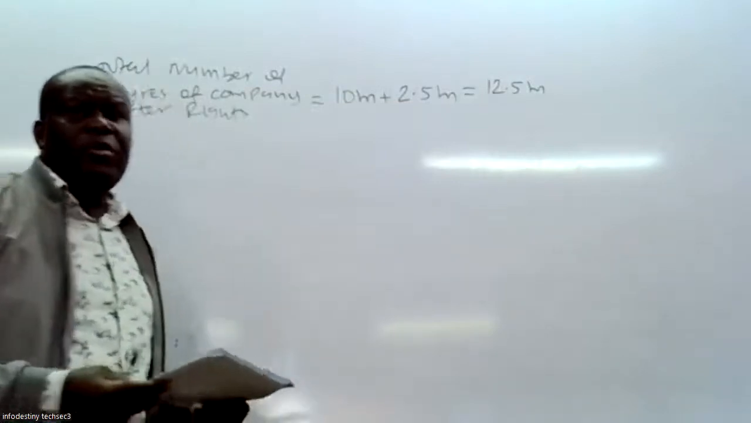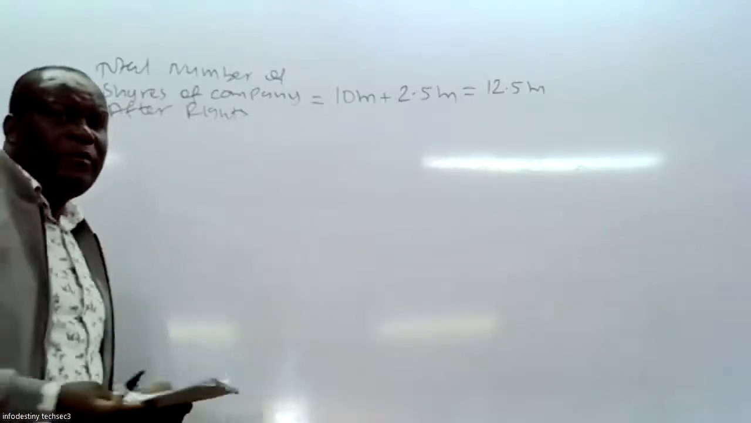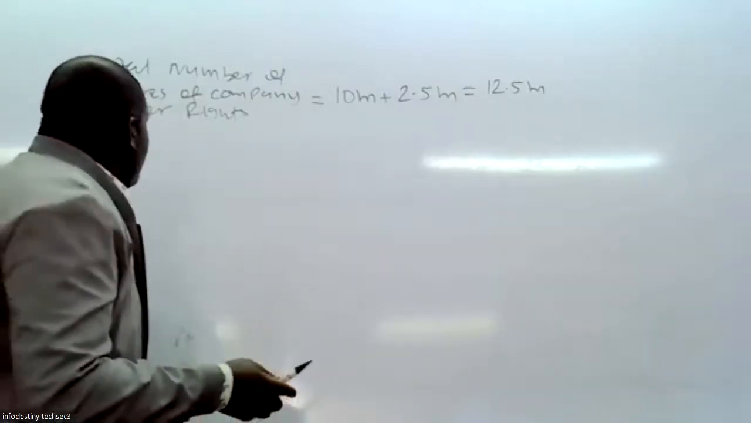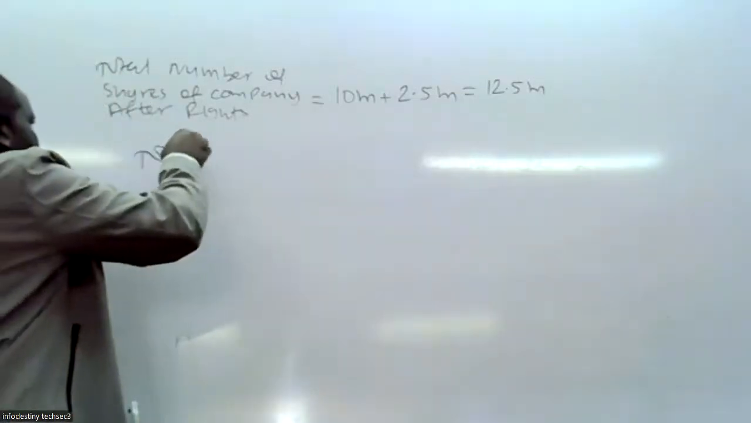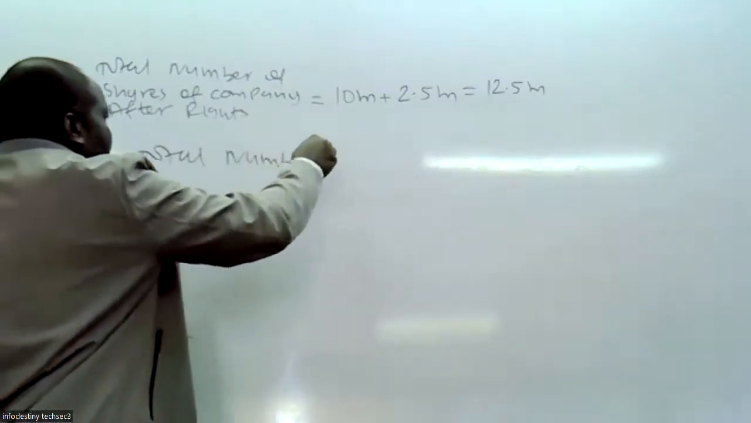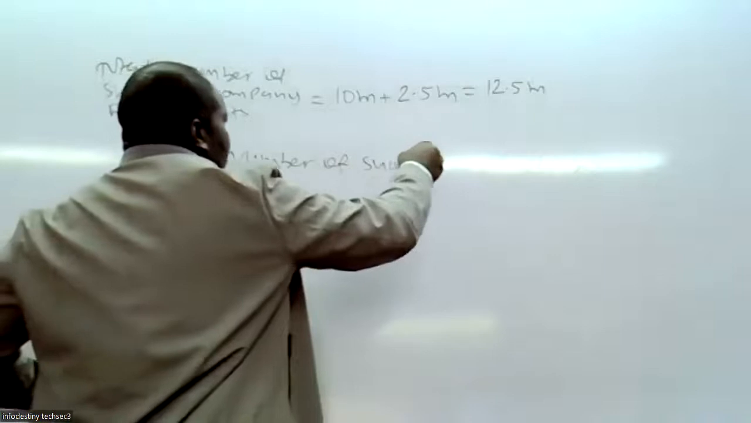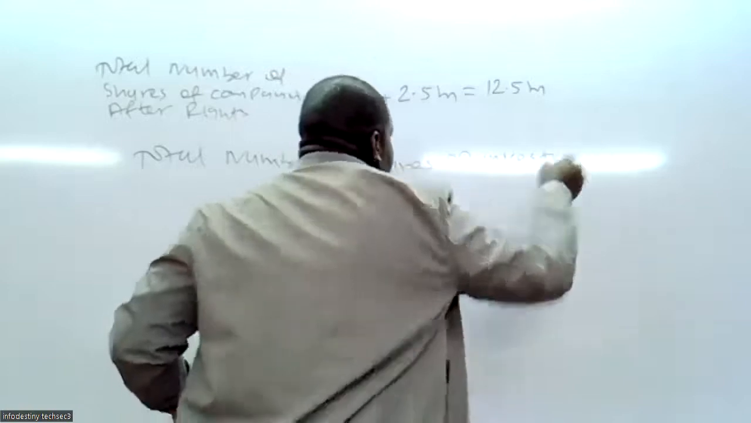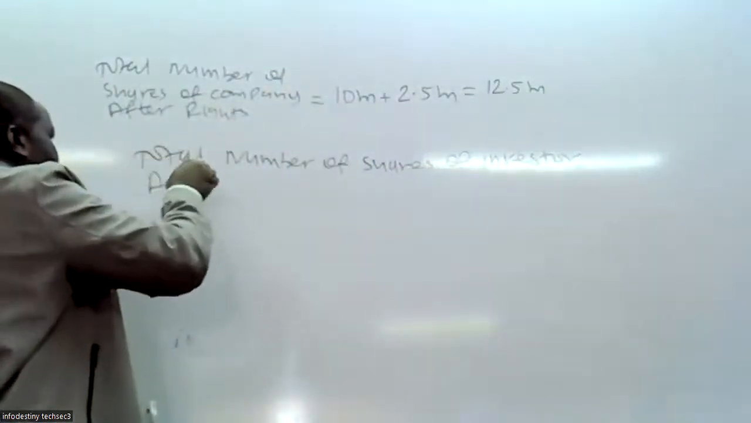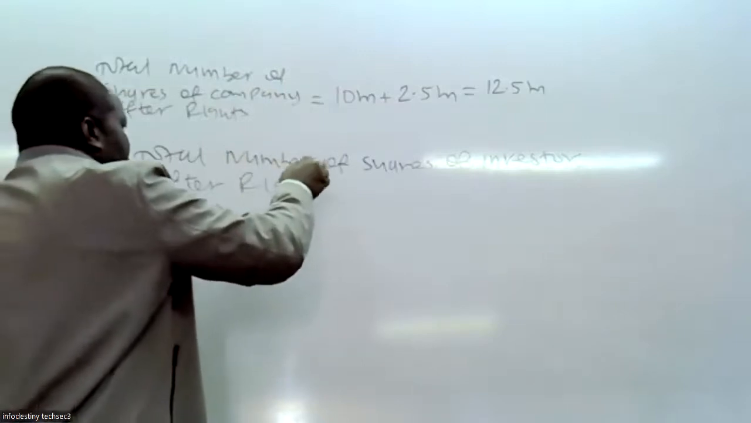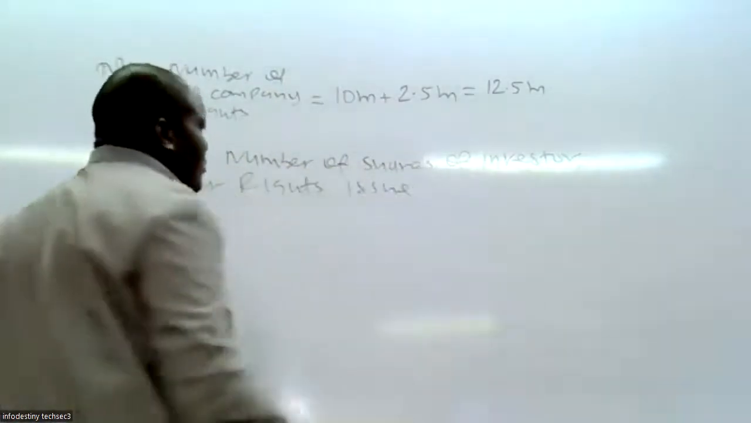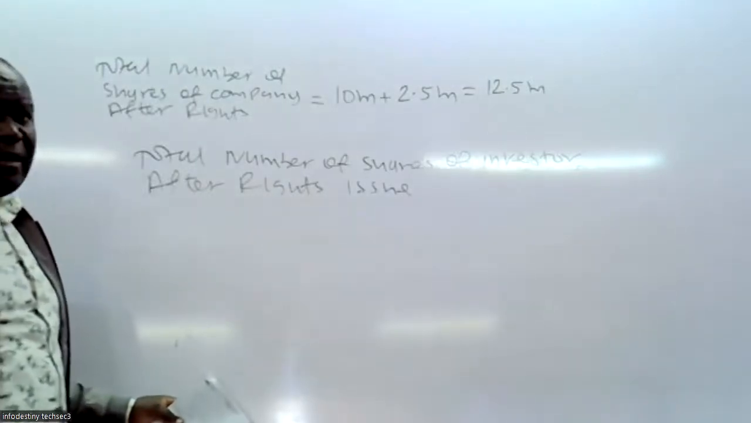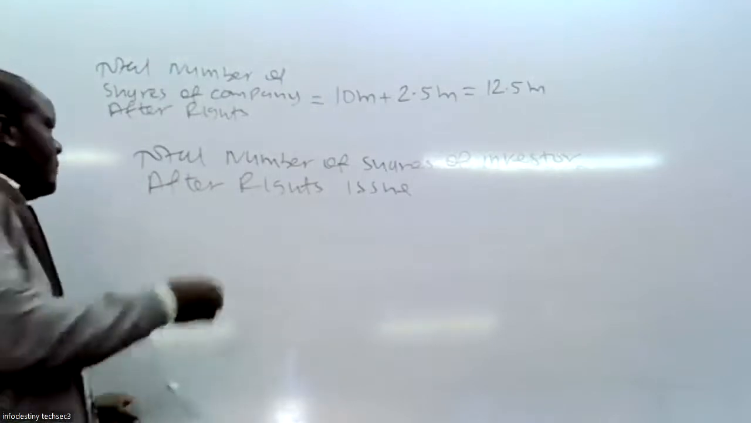So after that, we also get the total number of shares of the investor after the rights issue. Before we answer the question, we also need to get the total number of shares of the investor after the rights issue.